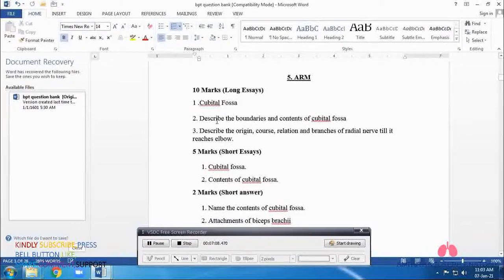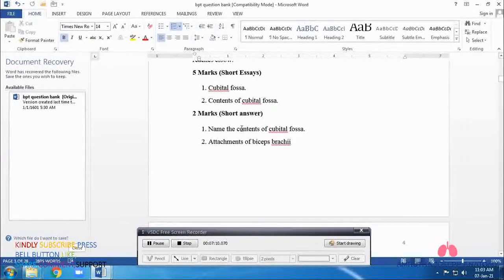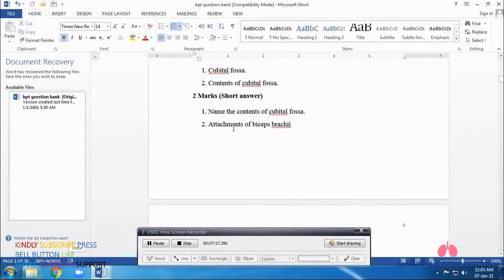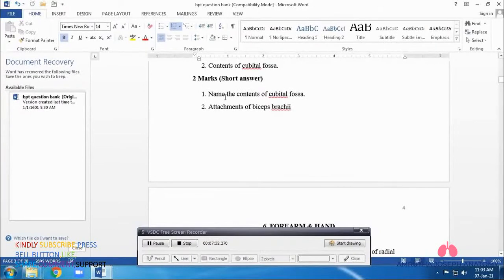Again, attachments of biceps brachii. Biceps brachii can be asked for attachments, so origin and insertion you have to mention. Attachments in the sense only the origin and insertion. You can be strict to the question which is asked. You don't have to describe much for a 2 marker or 3 marker, and you can get good marks in a 3 marker if you write correct points. Also you can get a question like attachments of triceps brachii in this region. I'm just telling some related questions, so you can note that down.